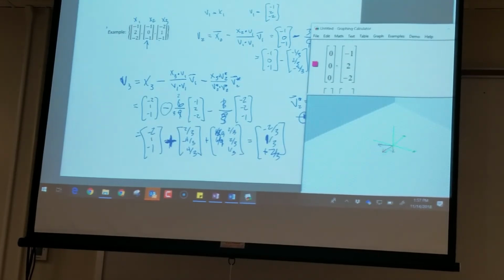So now, we're going to come up with 3 new vectors. Well, one of them is exactly the same as the other one. Right? So that's one vector.